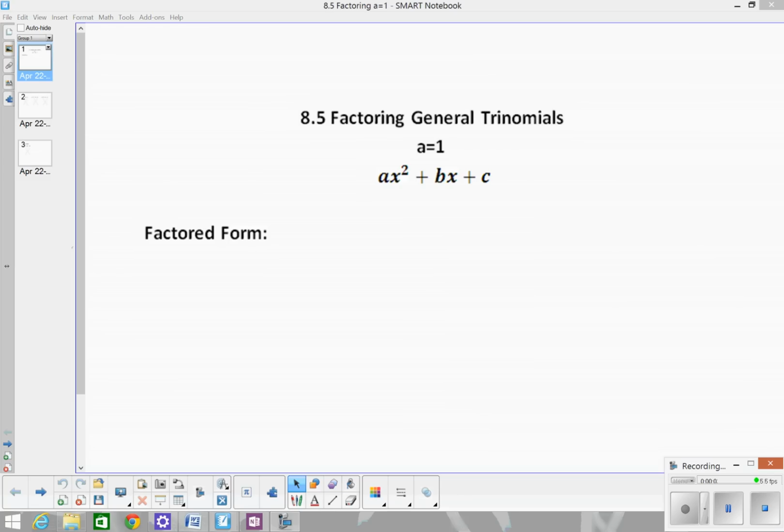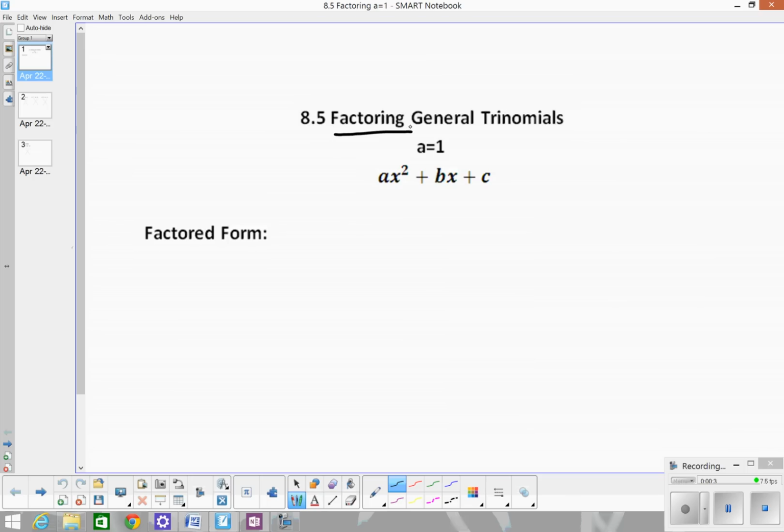Okay, welcome back. Today we're going to be jumping into 8.5, factoring general trinomials. Last section we worked on 8.4, factoring out the GCF, which is the greatest common factor. Now, for this section, this is probably the most difficult stuff that we have been trying. But as long as you follow my steps, we're going to try to make it as easy as possible.